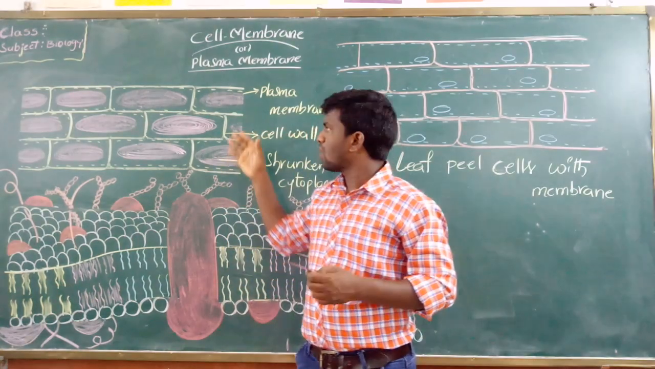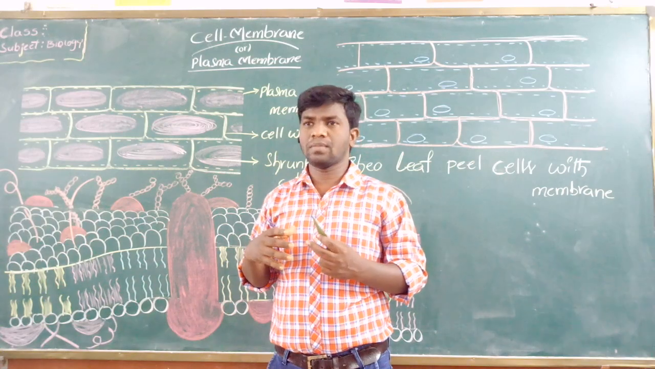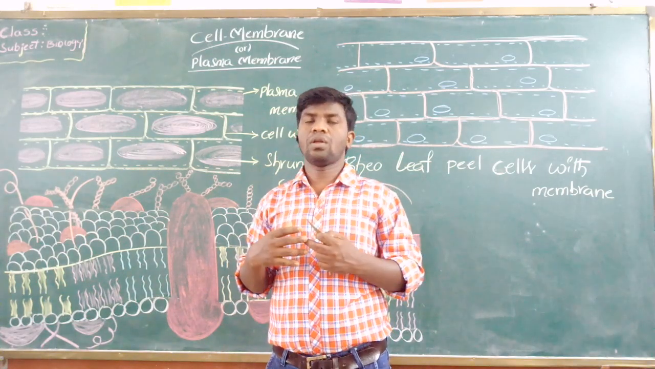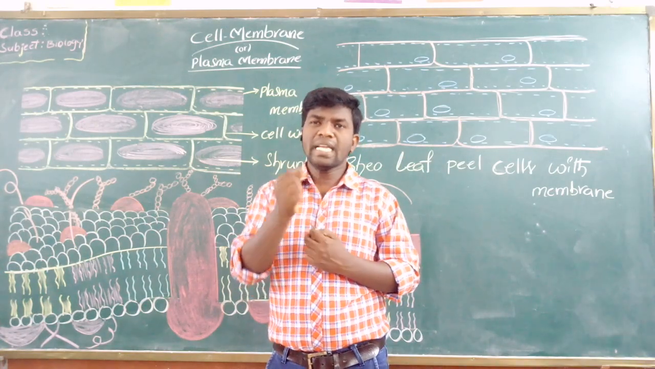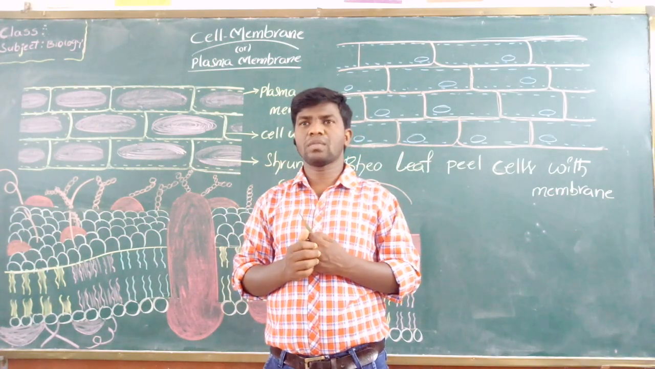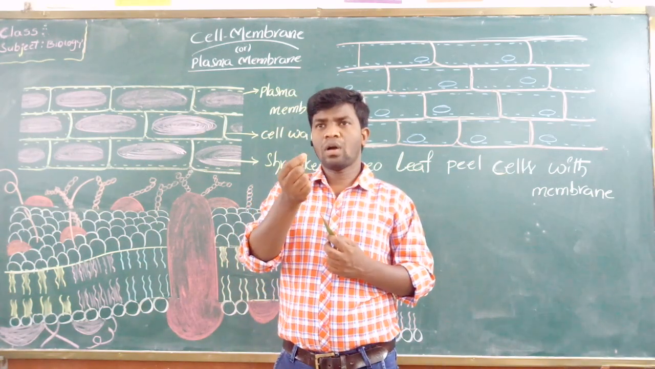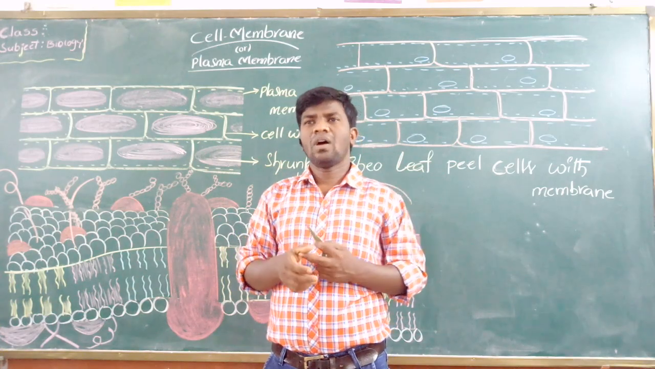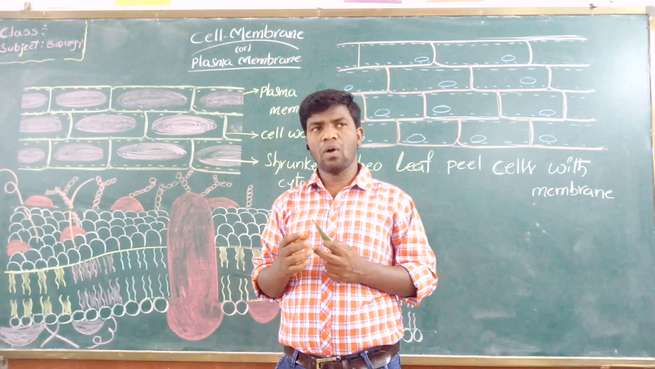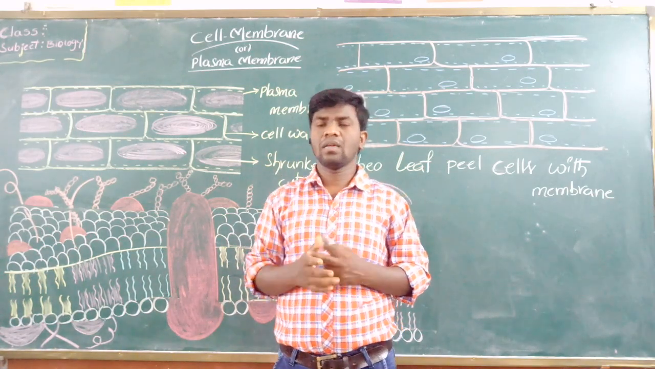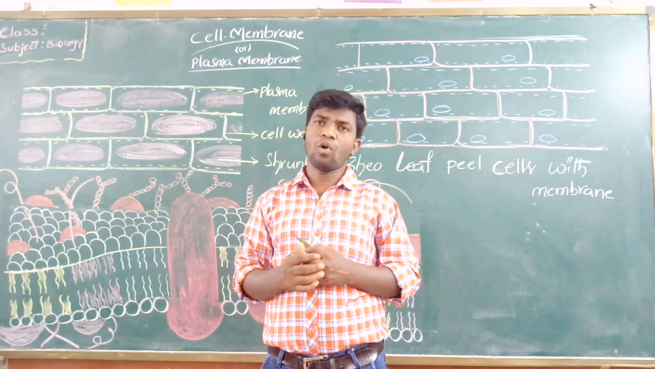For example, as I told you already, we have multicellular organisms and some unicellular organisms also. Single-celled organisms, the protozoans, are amoeba and paramecium. These are single-celled organisms, and one single cell can perform all the life activities in unicellular organisms.